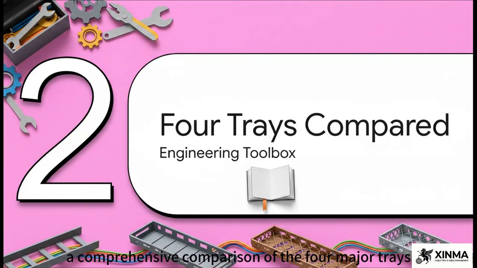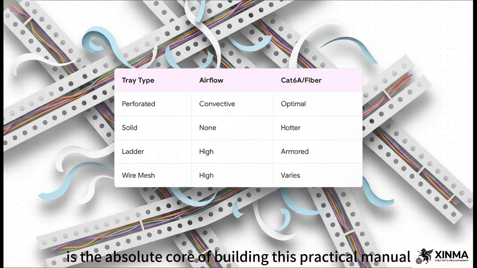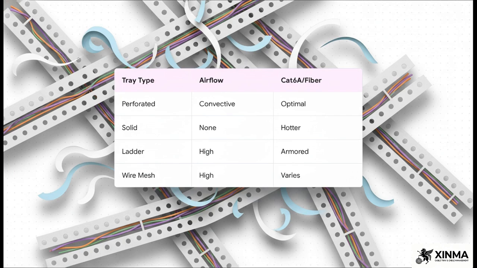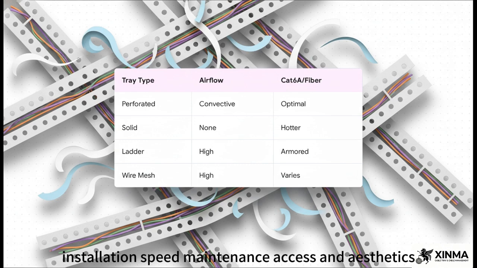Moving on to part 2. A comprehensive comparison of the 4 major trays. Knowing exactly which tray to use and when to use it is the absolute core of building this practical manual. We're comparing 4 types here: perforated, ladder, solid, and wire mesh across 7 crucial engineering criteria. We're talking airflow, physical protection, EMI shielding, weight capacity, installation speed, maintenance access, and aesthetics.